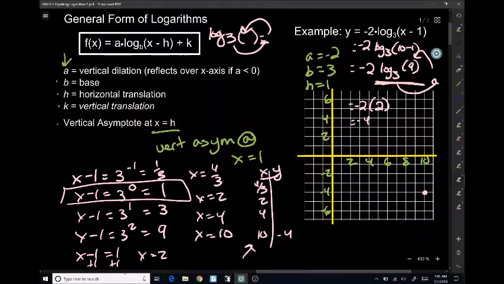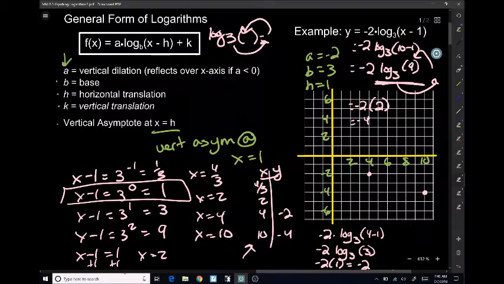Let's plug in 4. If I plug in 4 for x, well, I'm doing 4 minus 1, which is 3. So I'll write this down here, negative 2 times the log base 3 of 4 minus 1. Well, 4 minus 1 is 3. Log base 3 of 3 is 1. And negative 2 times 1 is negative 2. This is the point 4, negative 2.